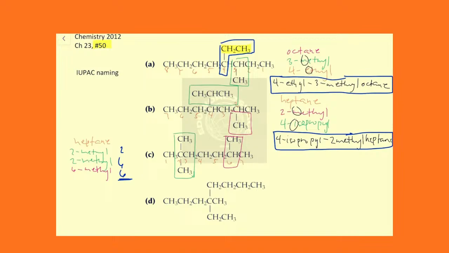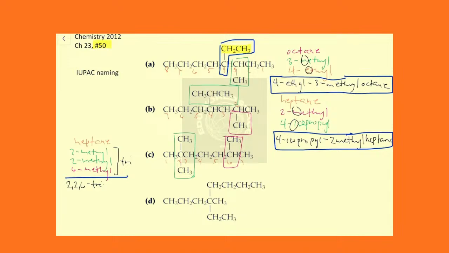Okay, so we have all methyls. So this is going to make a trimethyl, right? So we got 2, 2, 6 trimethyl heptane. Okay. There we go. All right, on to our last problem here.